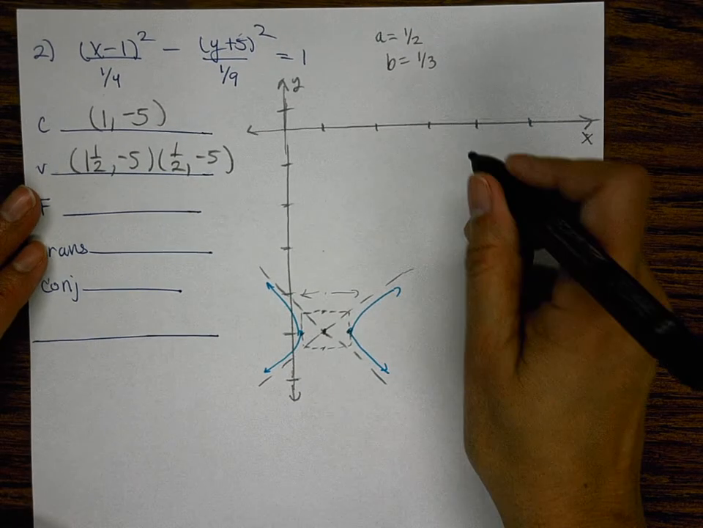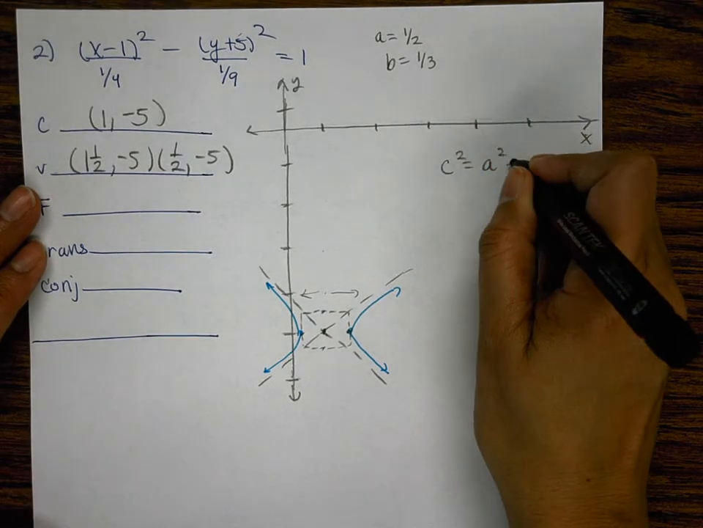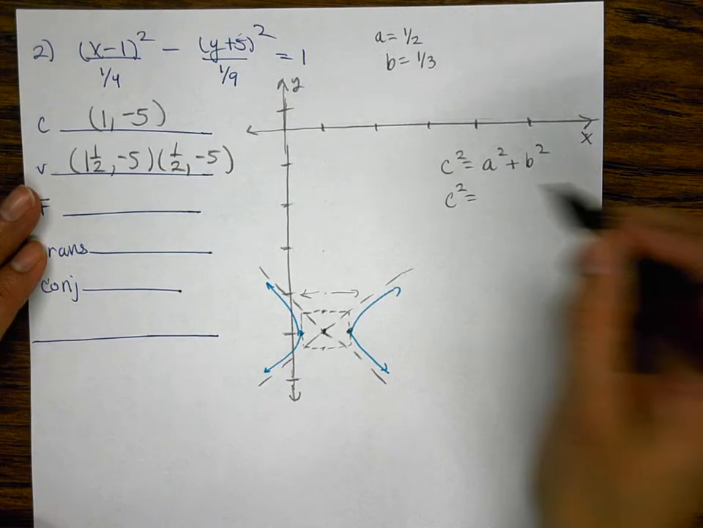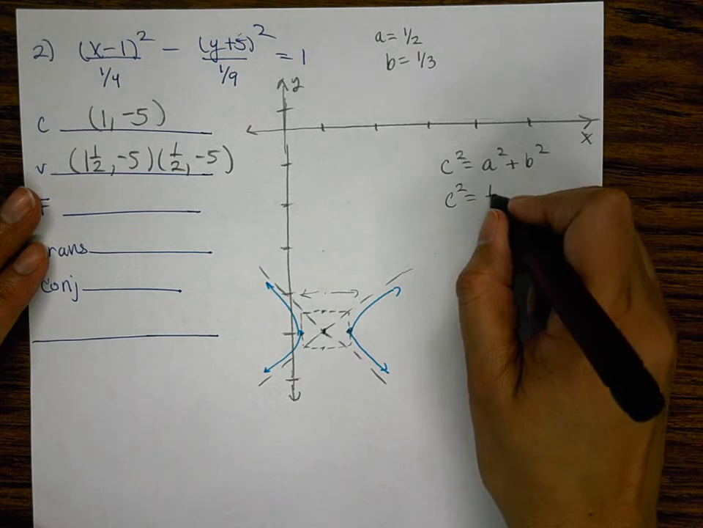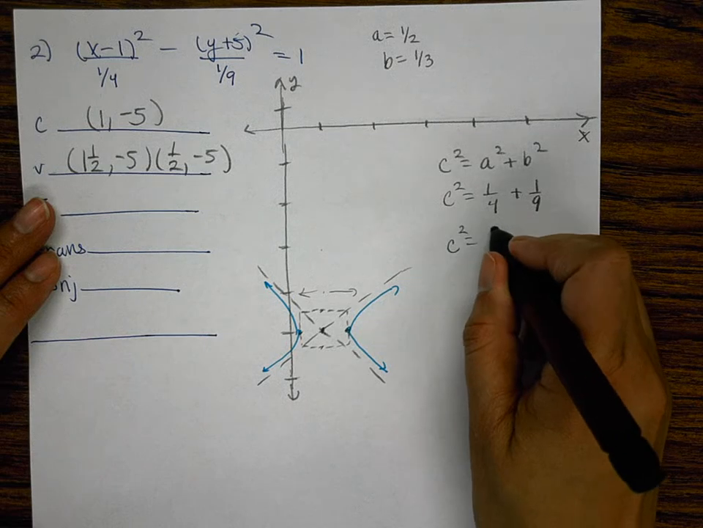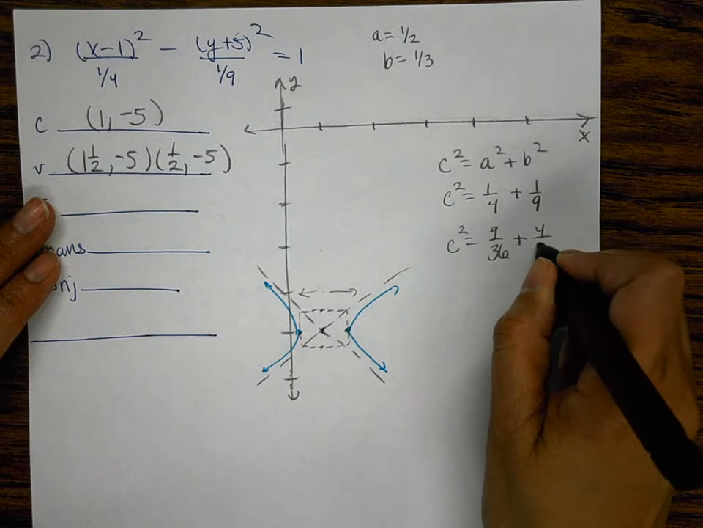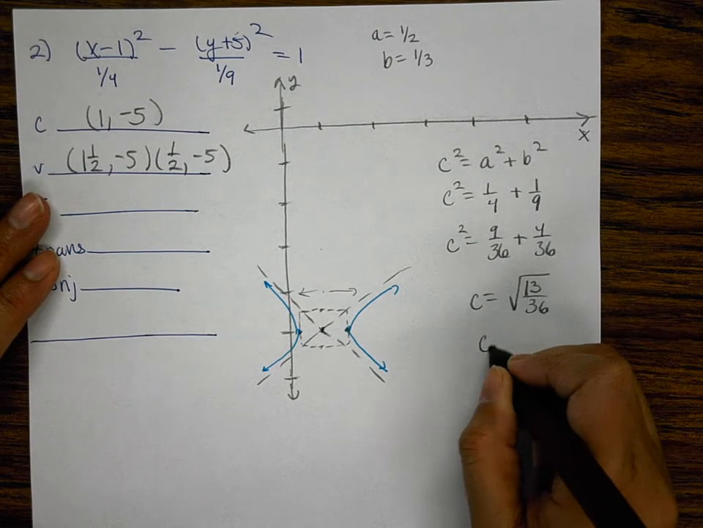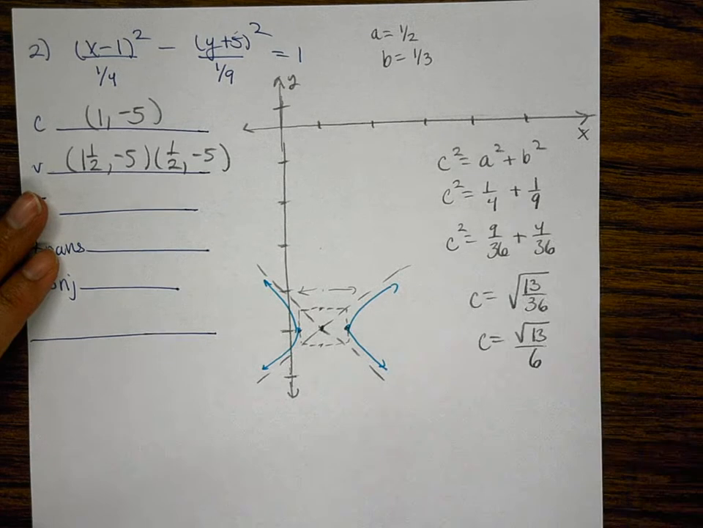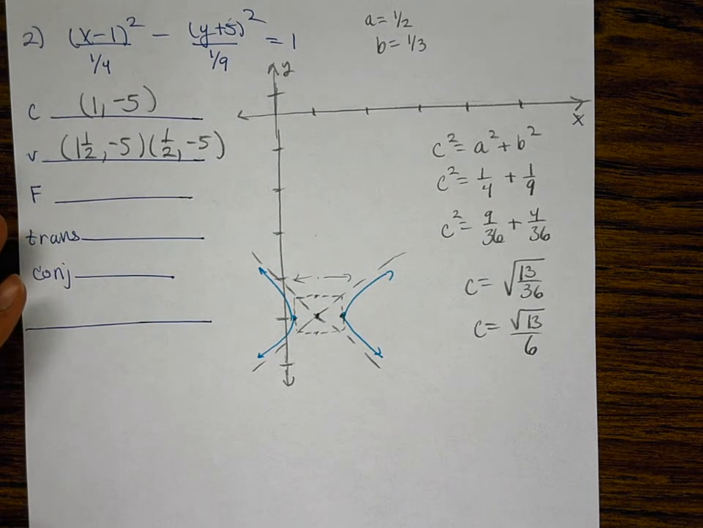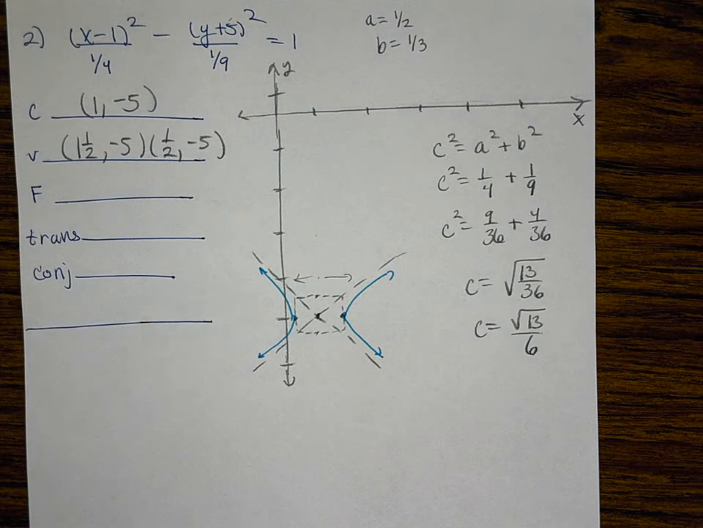Okay, foci, c squared equals a squared plus b squared, always the opposite of what the original problem is. C squared equals 1/4 plus 1/9. C squared equals 9/36 plus 4/36, so c is the square root of 13/36, which is root 13 over 6. Okay, so root 13 over 6, I'm actually going to plug that in the calculator and see what I come up with.